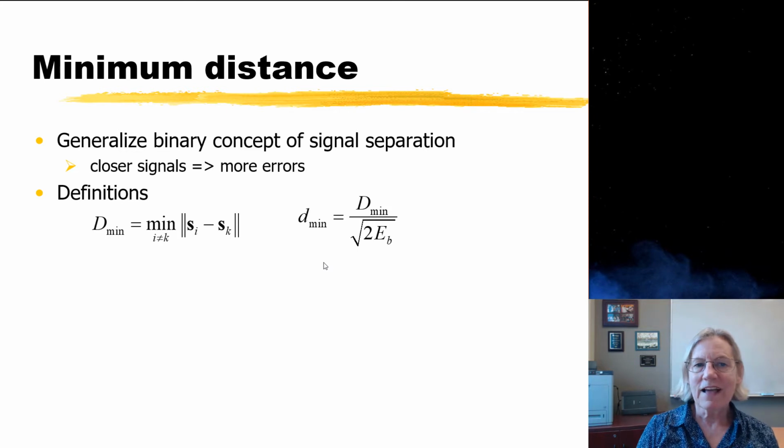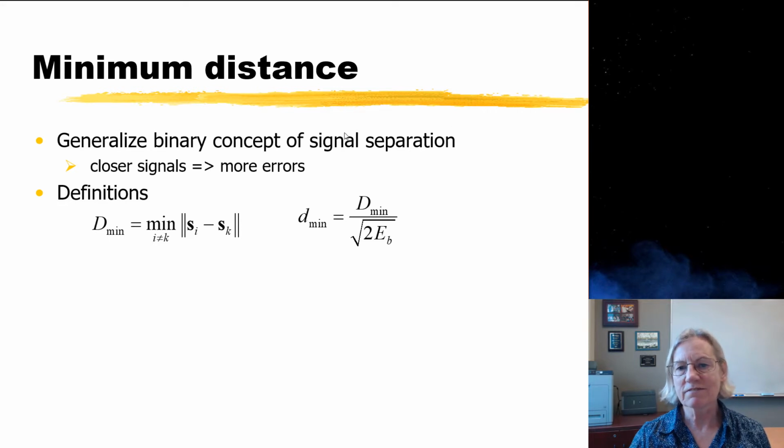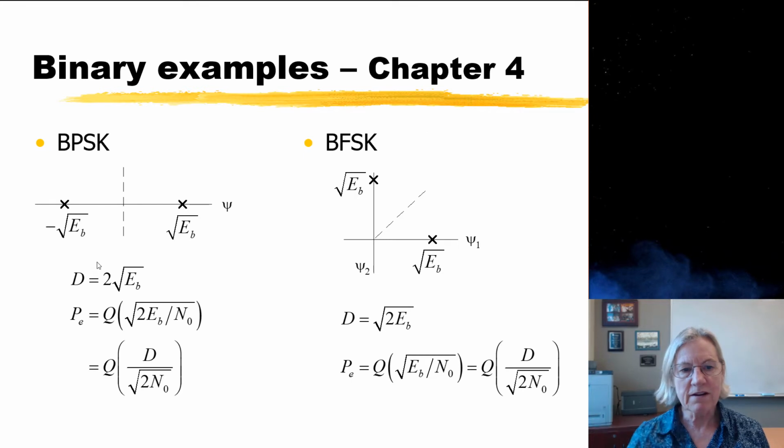So the idea in binary was to look at the separation of signals, but there were only 2 signals, so there was only one separation. And we have this idea that the closer the signals were, the more errors there would be. Certainly that's a concept, but also we had the way to come up with the probability of error. So here we went from the distance to an equation for the probability of error via the Q function. That's what we learned in Chapter 3.